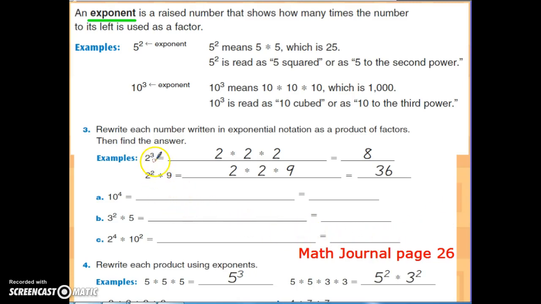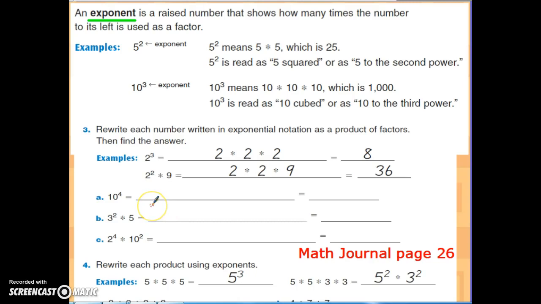So in the examples, 2 to the third, we have the number 2 that we're multiplying 3 times. So 2 times 2 times 2. And if I do that, 2 times 2 is 4, times 2 is 8. The other example, we have 2 to the second times 9. So we have two different bases here. 2 is going to appear 2 times. So we have 2 times 2. And then 9 is going to appear just once. And if you multiply 2 times 2, you get 4, times 9 is 36.